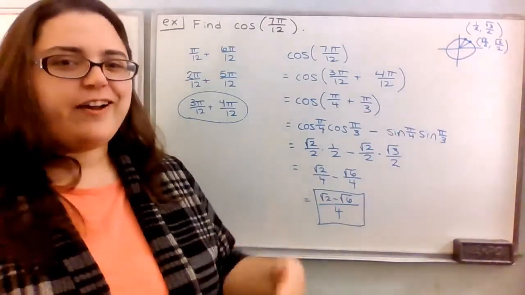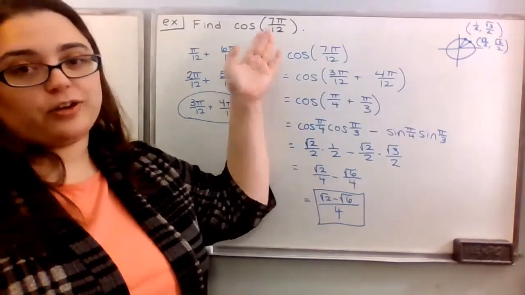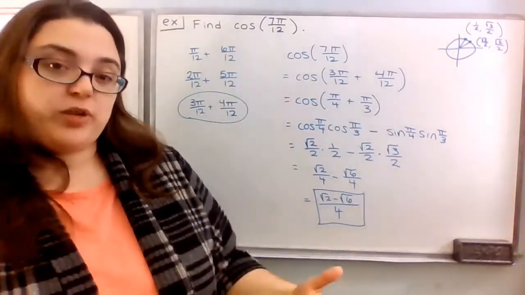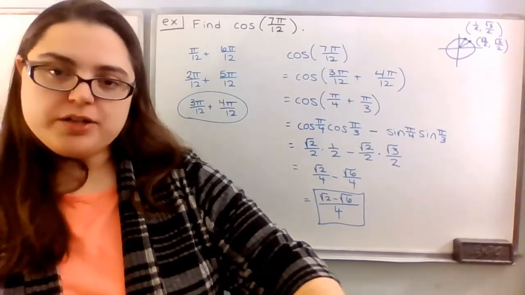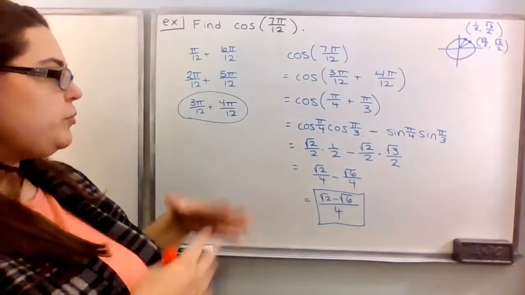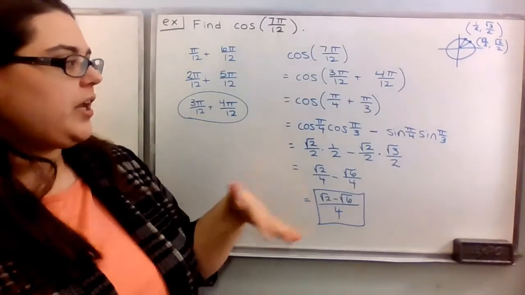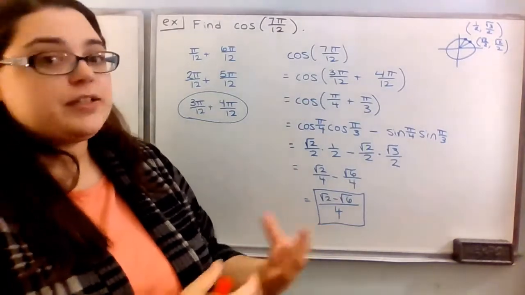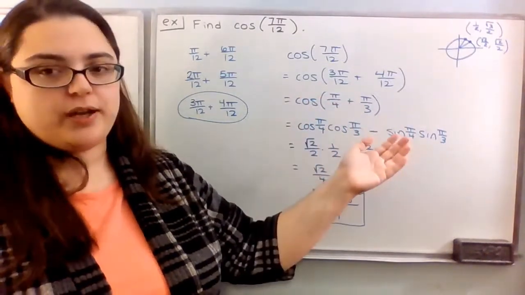So there you go. That's how we can use a sum or difference formula to help us find a cosine of an angle that isn't one of the special ones on our unit circle. Now, I do want to show you that there are multiple ways that you can do this. There's nothing super magic about 3 pi 12ths and 4 pi 12ths in terms of needing to use those two in order to figure this one out.